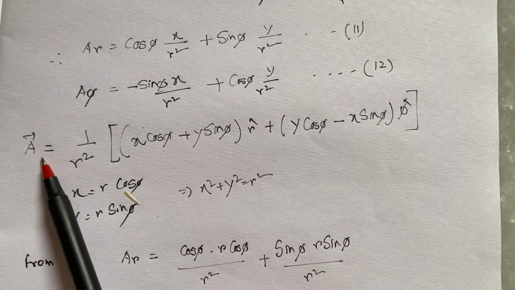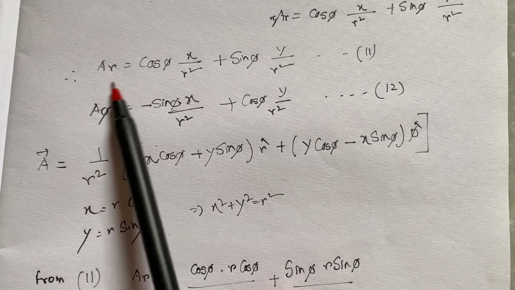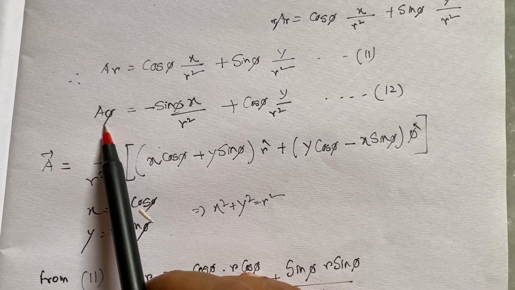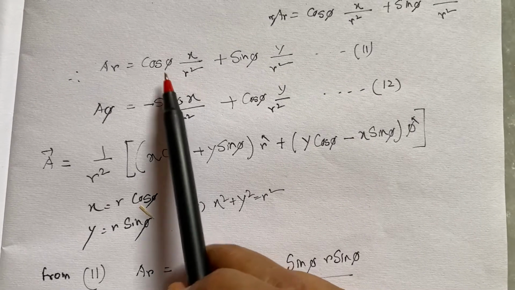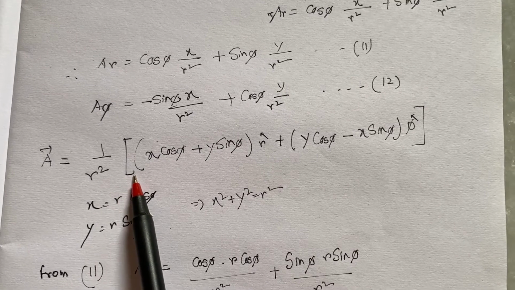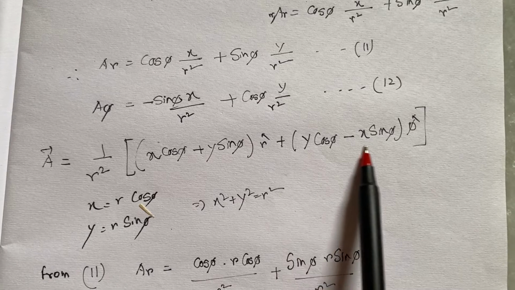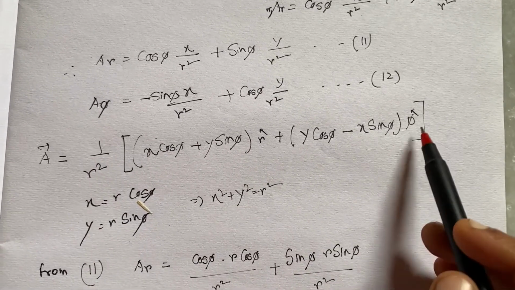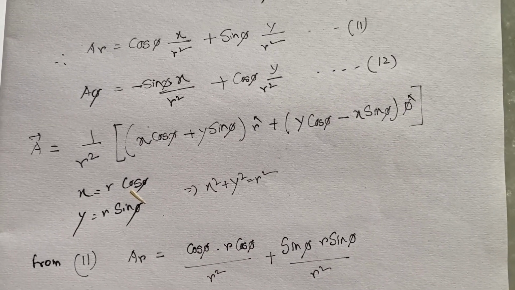I have written x square plus y square equal to r square here, which is quite standard. Now if I want to construct the A vector, then I need to write AR dot r hat plus A phi dot phi hat. I have just written that 1 by r square is common in both, so I have taken this 1 by r square outside this parenthesis. This is AR, and this along with this 1 by r square will give me A phi, and phi hat denotes the direction of increasing phi.